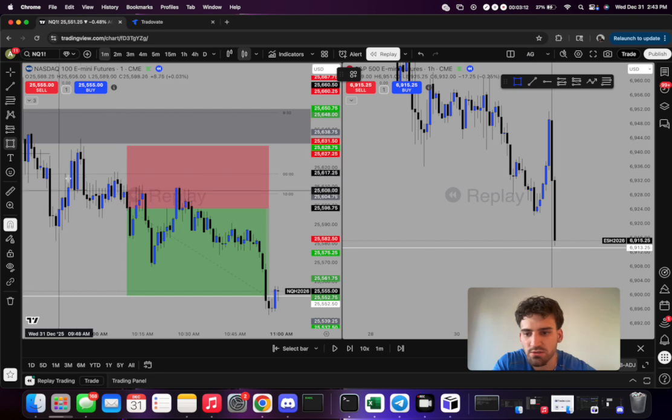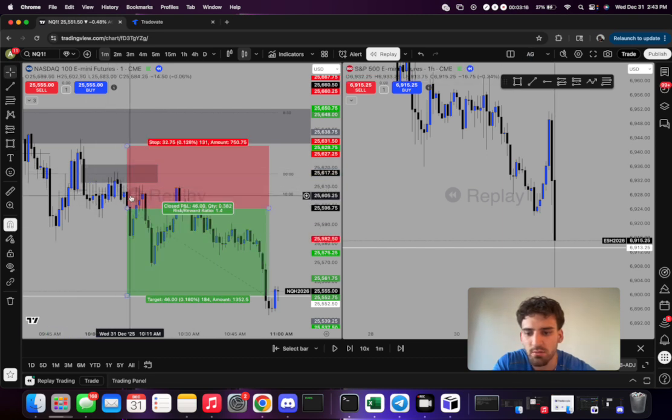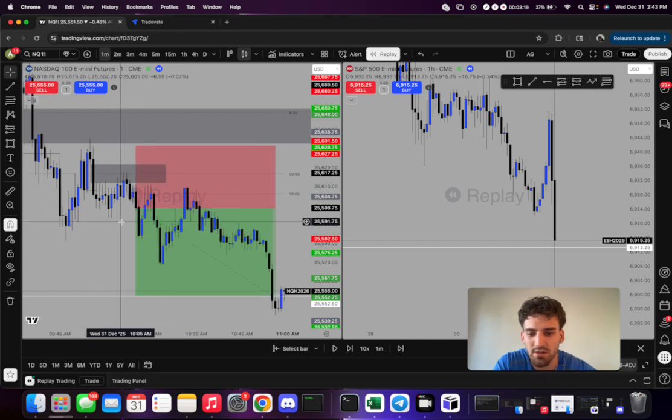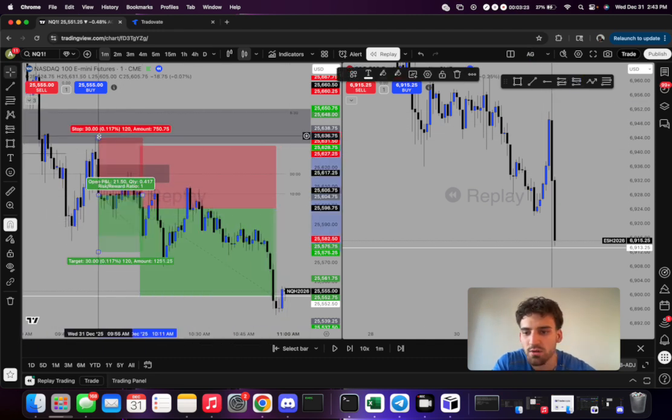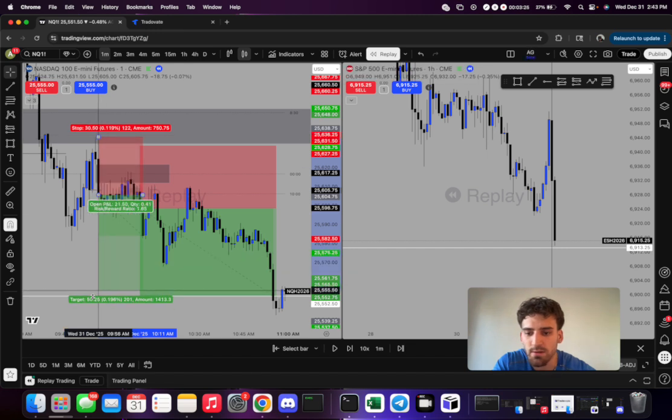I saw price was respecting this fair value gap, and then we got a quick move to the downside. Waited for an extra confirmation. Typically I don't do that. I would have been in over here, but it took me a little bit to buy the eval accounts.